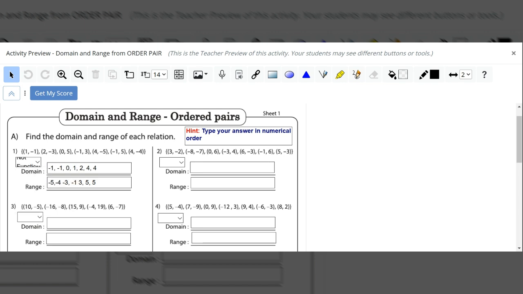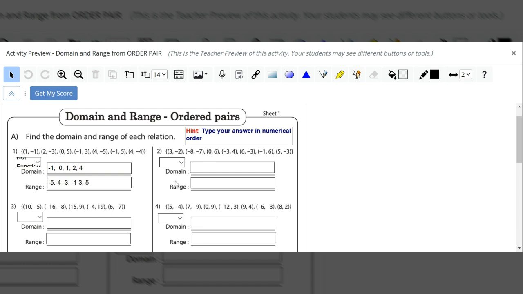Since I already know that, I can just remove this, write it once, and the 4. Same thing with the 5. We can remove this 5 here. So this is not a function.